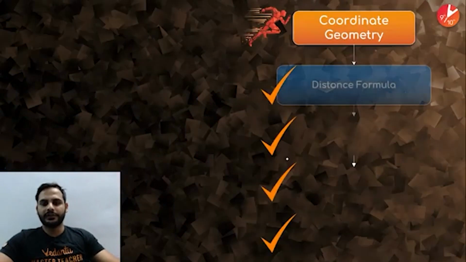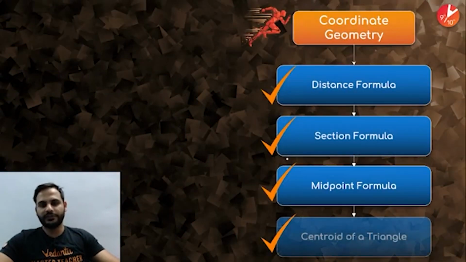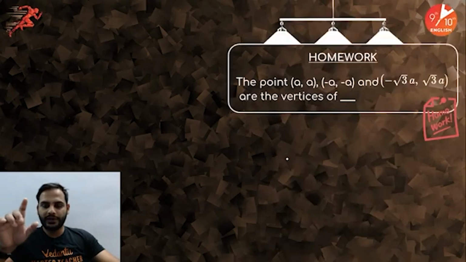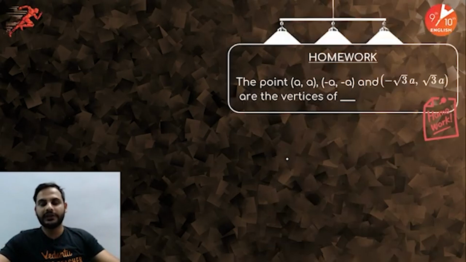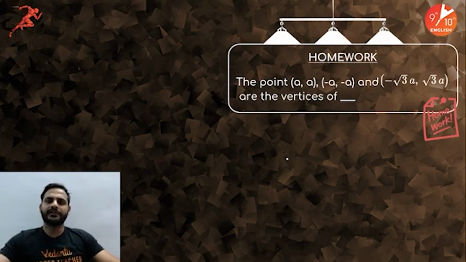All right. So with this, guys, we have finished this session as well. I'm giving you a homework question. The points, this, and this are the vertices of what? Is it a triangle or is it a straight line? And if it is a triangle, what kind of triangle is it? That's what I want you to answer.